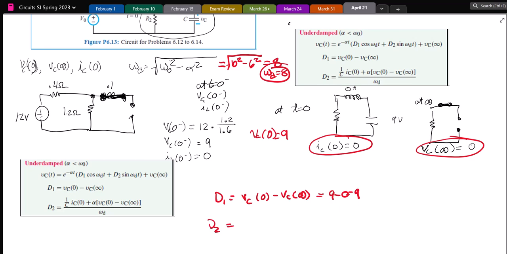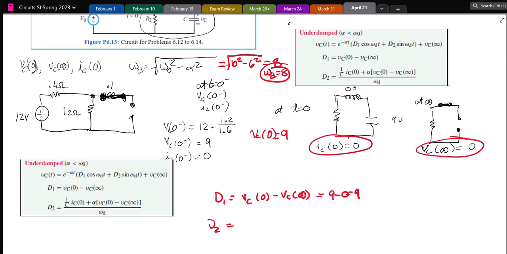D2, I'm not going to copy the formula, it's right there. Oh, so IL is 0, IC must be 0. Okay. Got it? Would that be the same for parallel? If IL is 0, then IC is 0 as well? No, because they're in parallel. The current does not have to be the same for them. Only if they're in series. Okay.